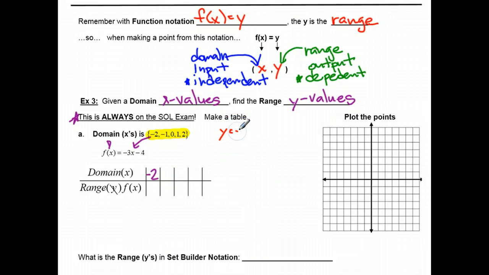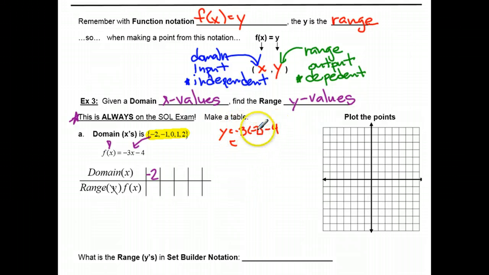So I'm going to plug in my value of x. This goes all the way back to chapter 1, substituting with parentheses. Negative 3x minus 4, that's the equation. I'm going to plug in negative 2 first. Now you can use your calculator, but make sure you PEMDAS.